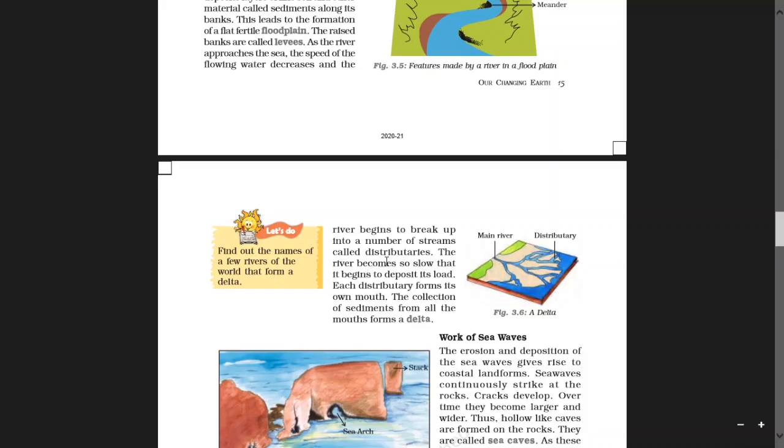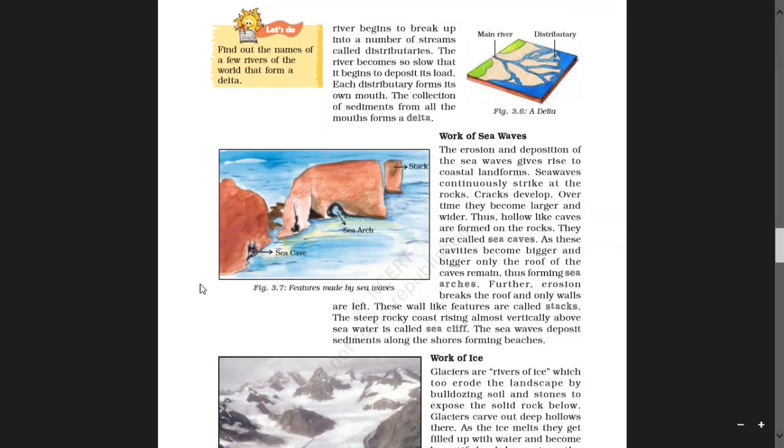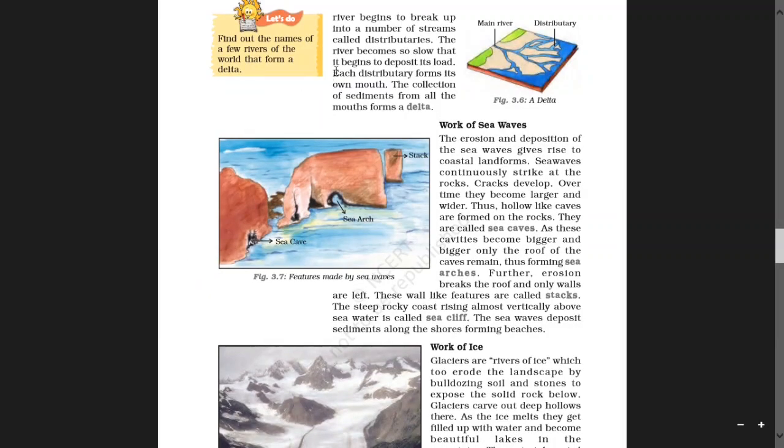The river becomes so slow that it begins to deposit its load. So at that course of a river, the river becomes so slow that it begins to deposit its load. Each distributary forms its own mouth. The collection of sediments from all the mouths forms a delta.